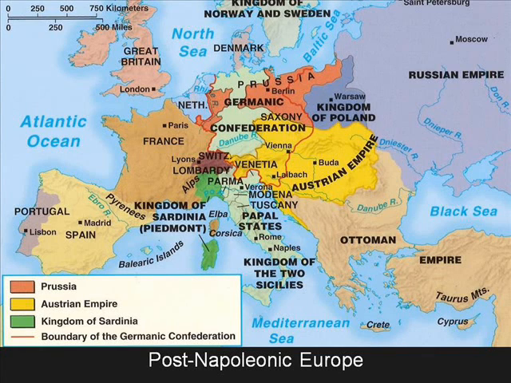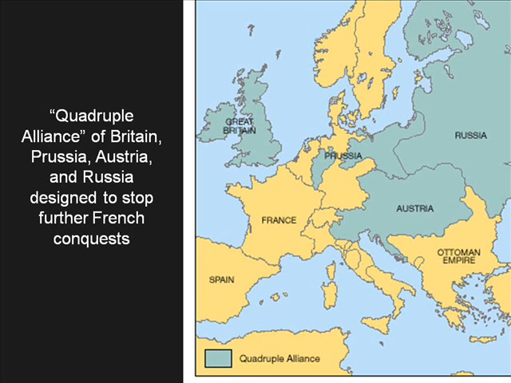So the major powers of Europe at these meetings decide to form a treaty amongst themselves. The four countries that were mostly responsible for defeating Napoleon come together and sign a treaty that they call the Quadruple Alliance, which is literally Britain, Prussia, Russia, and Austria. They agree that if France ever rises up and tries to invade other countries again, all four of them will immediately attack France.